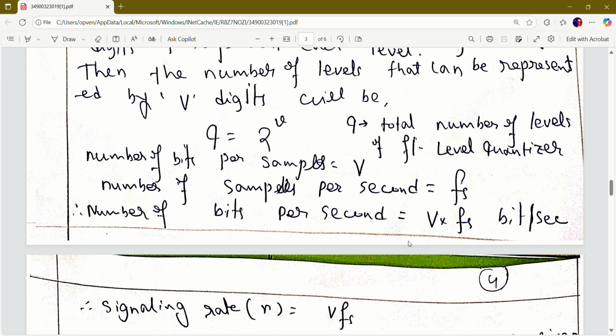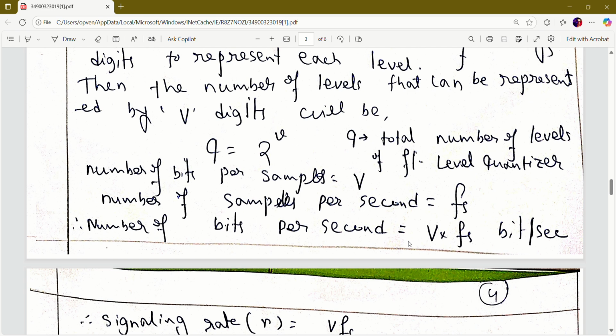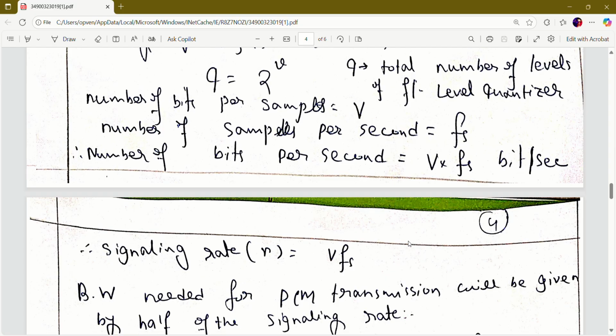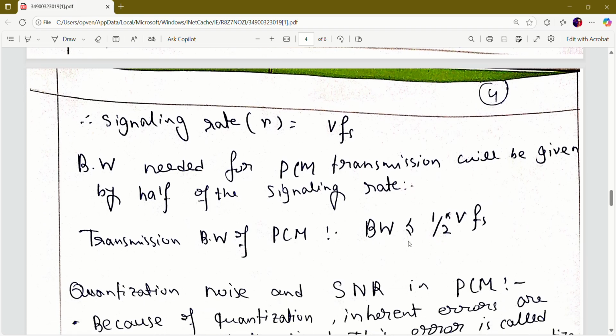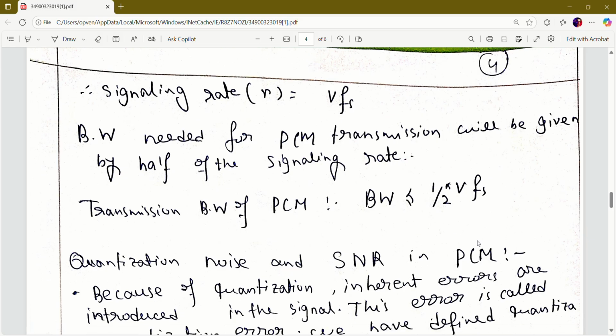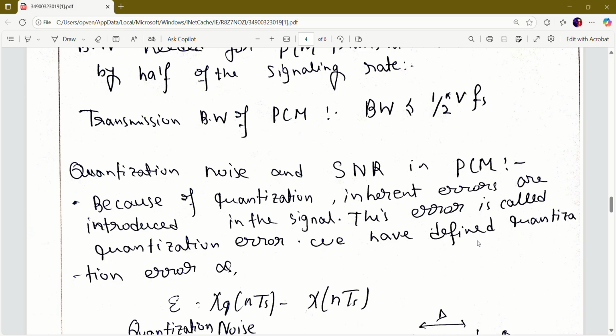Means the signaling rate of a signal which has v number of bits per sample and fs Nyquist rate will be v times fs. Then the bandwidth needed for PCM transmission will be given by half of the signaling rate, meaning 1/2 times v fs.